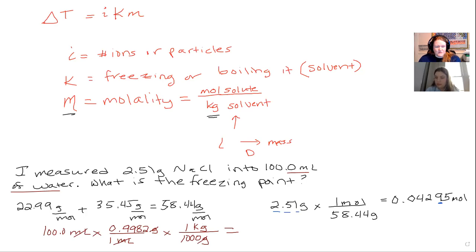So we know how much water there is in kilograms. I got 0.09982. And so we got 4 sig figs there, 4 there. So we're pretty good there with 4. It'll be kilograms of H2O, that's our solvent. So now we have the two pieces that we need to plug in up here. We're going to say this many moles of your solute divided by that many kilograms of your solvent.